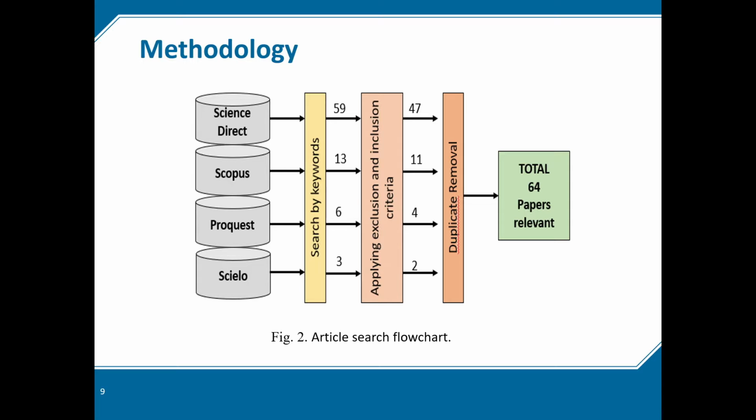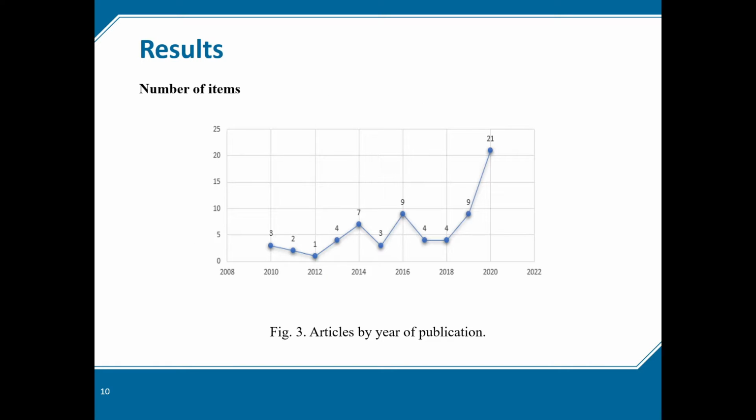In this image, we can see the flow diagram of the article search, for which 4 databases were used, these being ScienceDirect, Scopus, ProQuest, and SciELO. From these, 81 articles were collected, and then the inclusion and exclusion criteria mentioned above were applied, leaving us with a total of 64 articles. In this section, we enter the results section.